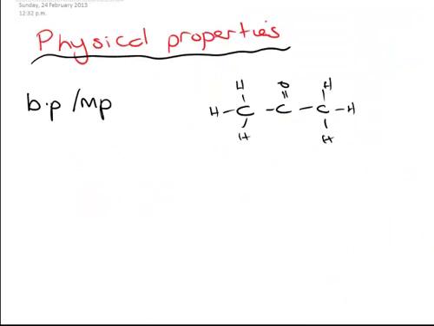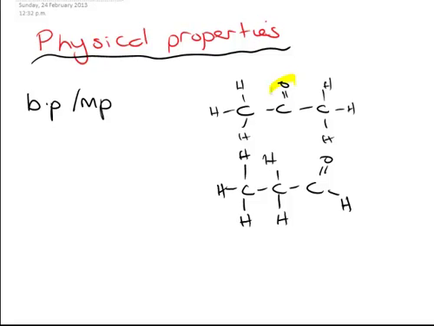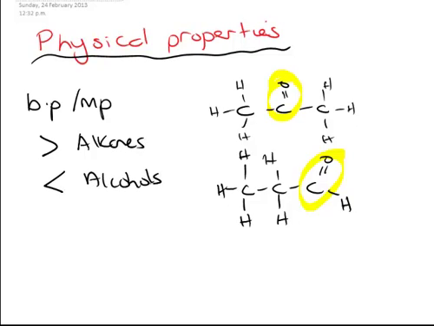Okay, now we're looking at physical properties of aldehydes and ketones. One of the things that's apparent is the C double bond O. That makes it a fairly polar molecule. If we look at this, that would create a significant permanent dipole, as would this, and that would mean that the boiling points and melting points of aldehydes and ketones would be higher, so greater than alkanes, but lower than alcohols because alcohols can hydrogen bond.